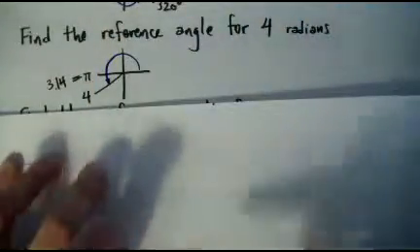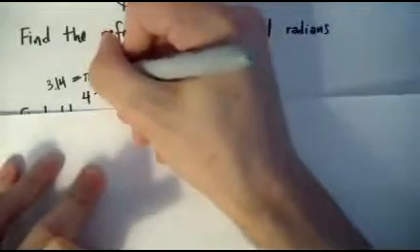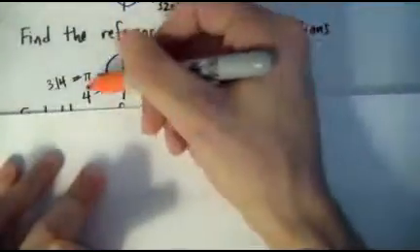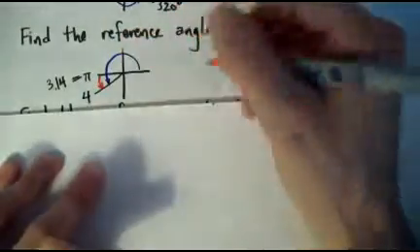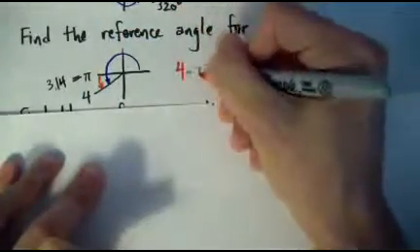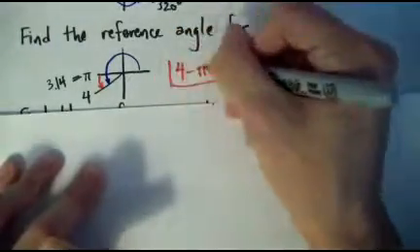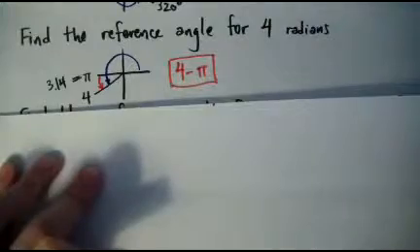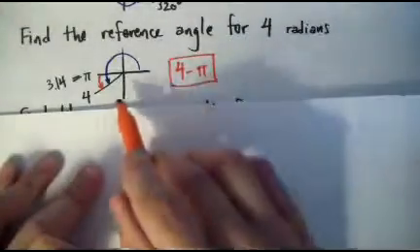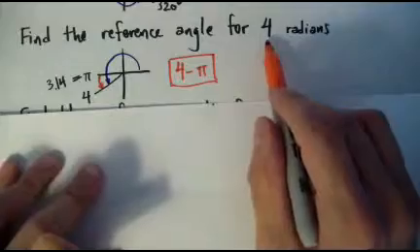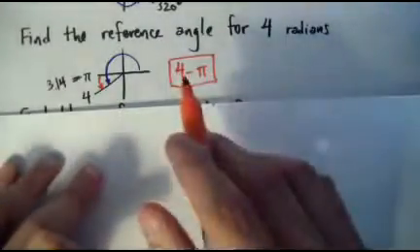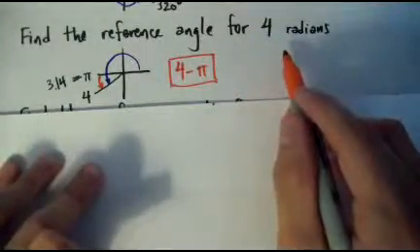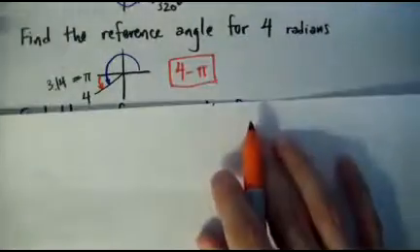And so we want the reference angle for that. Well, it's just going to be that little difference. It's going to be how far past pi 4 goes. How much further than pi is 4? Well, it's 4 minus pi. That would be the exact answer for the reference angle for 4 radians. We could also get a decimal approximation if we were asked for that. But it's good to be able to take a whole number of radians, or any number of radians, and use what we know about pi to figure out approximately what angle or what quadrant that falls in.